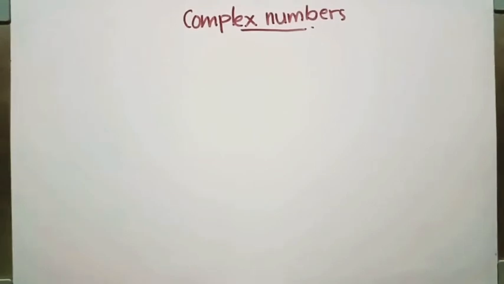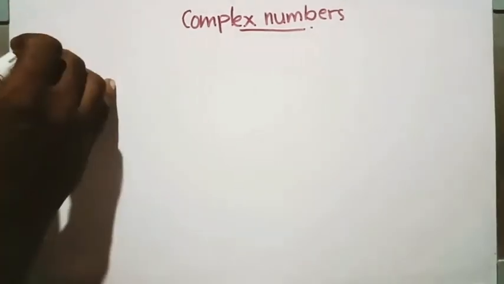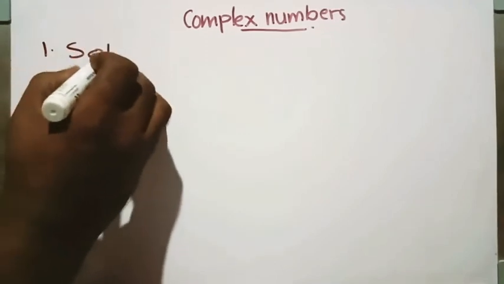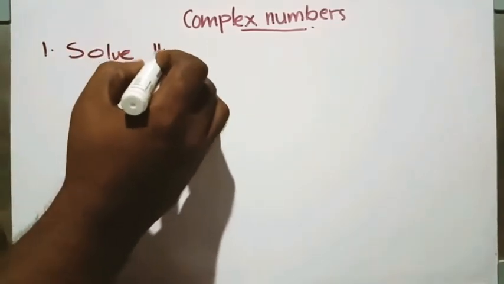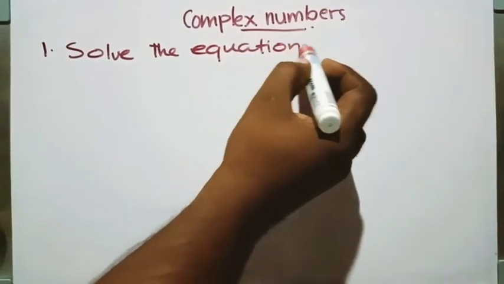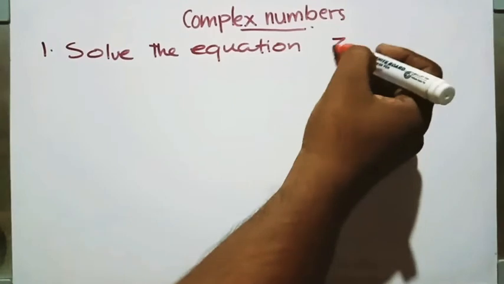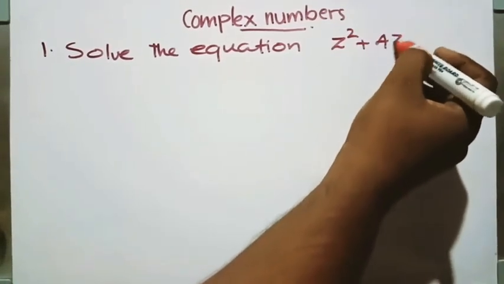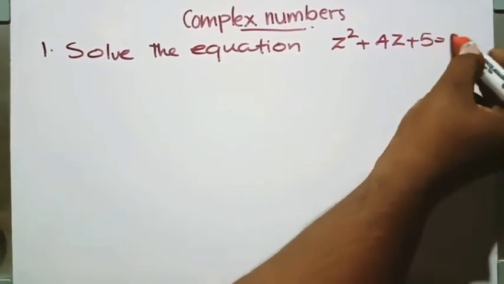Complex numbers. In the last class, we discussed the basic facts of complex numbers. Now, let's do a few problems related to complex numbers. A few basic problems. Suppose you get a question like: solve the equation z squared plus 4z plus 5 equal to 0.